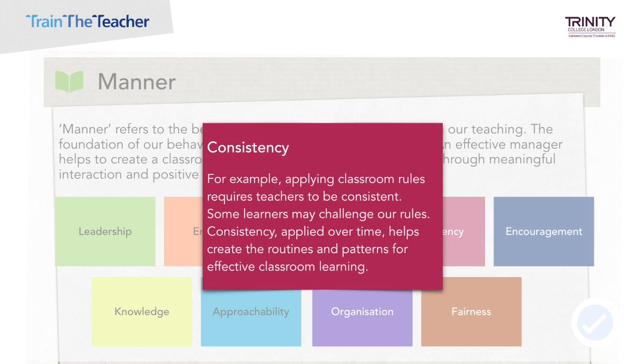Consistency. For example, applying classroom rules requires teachers to be consistent. The same rules should apply to everybody. Some learners, of course, may challenge our classroom rules, but consistency applied over time helps create the routines and patterns for effective classroom learning. It also builds a sense of security for small children. They understand the boundaries and they know how to work within those boundaries.